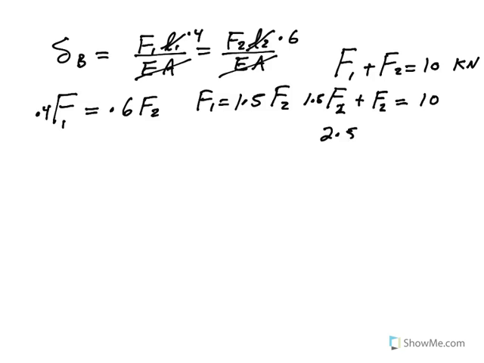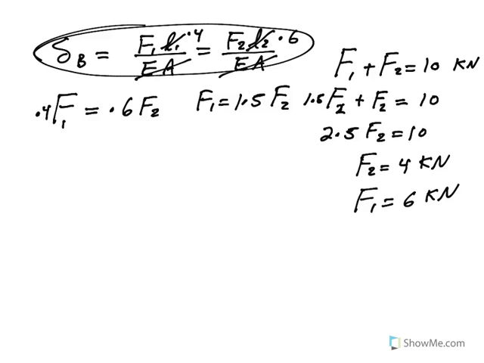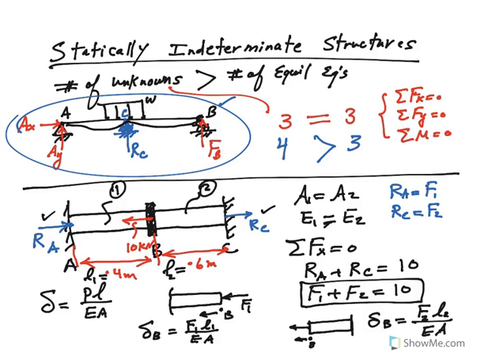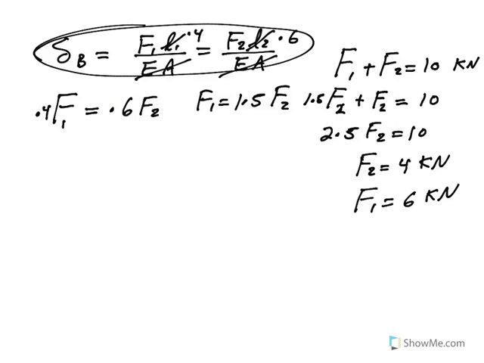And you get 2.5 F2 equals 10. So F2 becomes 4 kilonewtons and F1 becomes 6 kilonewtons. So you see how we use the geometry, or not geometry rather, but the elastic deformation to establish a relation. So basically we said that the movement of point B, which causes, for bar A, the compression, is the same as the tension that is developed in bar number 2. Okay, so this was our first example.